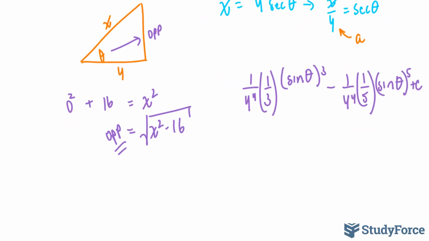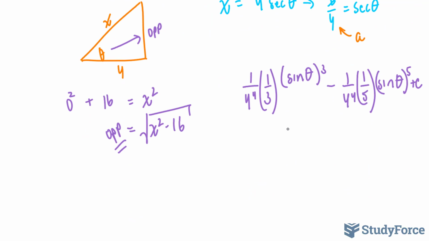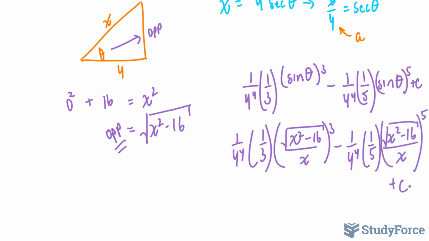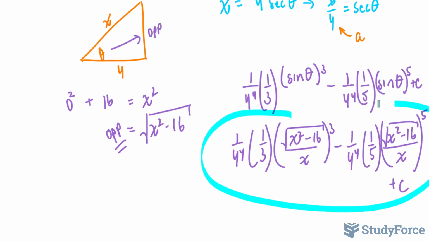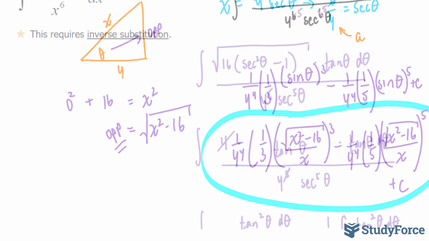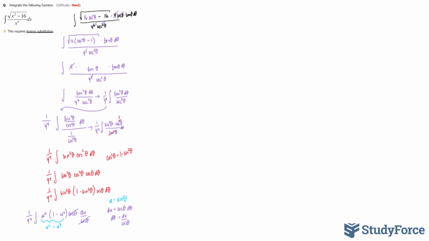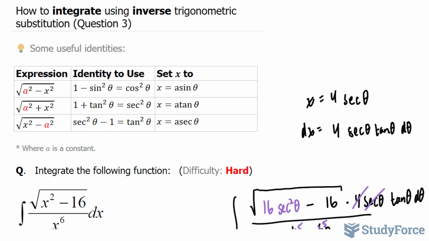Sine using this triangle is opposite over hypotenuse, so we end up with the square root of x squared minus 16 over x to the power of 3, this part, minus 1 over 4 to the power of 4, and the same thing here, plus c. And yes, this was a very, very long question, but it was worth it at the end. This right here is the integral of this function. Take a look at your work. And so there you have it. That is how to integrate using inverse trigonometric substitution.